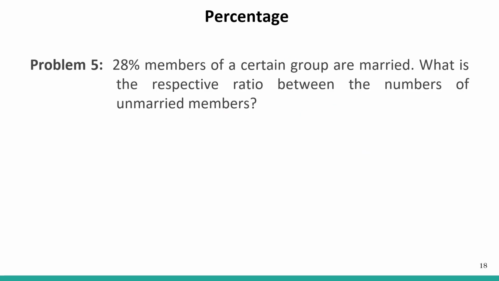Let's see problem number 5. 28% of the members of a certain group are married. So what is the ratio between the number of unmarried members and married members? If 28% are married, this implies that 100 minus 28%, that is 72%, are unmarried.